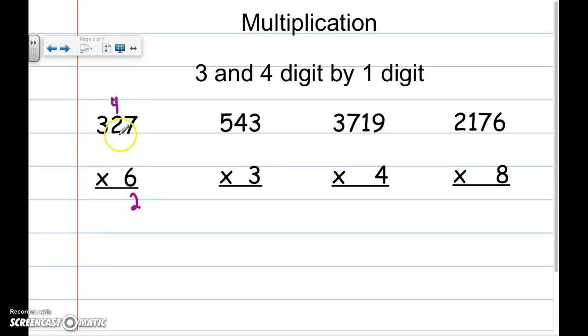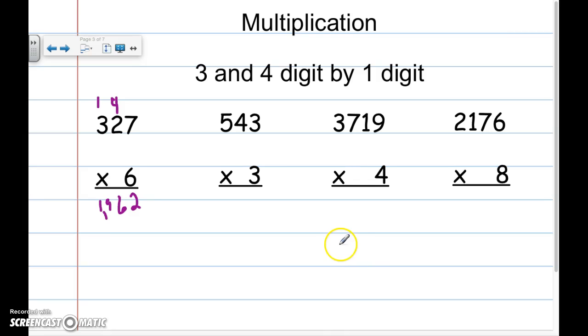Then I'm going to do ones place times the tens place, kind of like 2-digit by 1-digit. So 6 times 2 is 12, and 12 plus 4 is going to be 16. I'm still going to write down the 6, and then I'm going to carry the 1 over to the hundreds place. 6 times 3 is 18 plus 1 is 19. So my answer is 1,962.